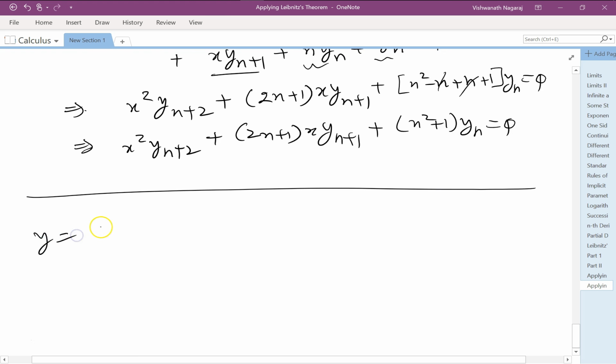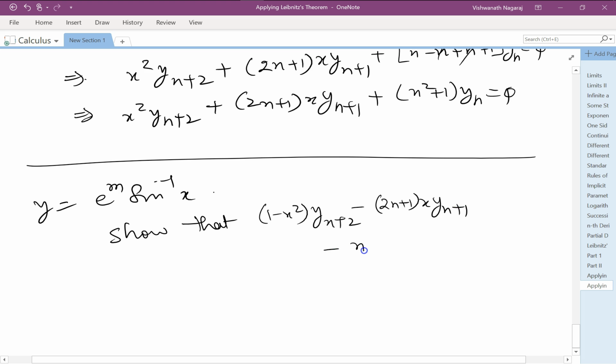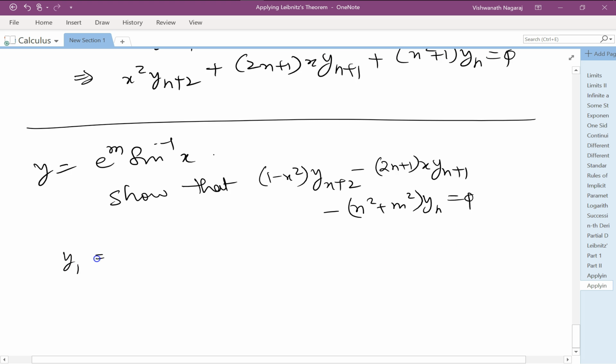And let's say one final problem. y equal to e to the power of m sine inverse of x. Show that 1 minus x square yn plus 2 minus 2n plus 1 x yn plus 1 minus n square plus m square yn equal to 0.